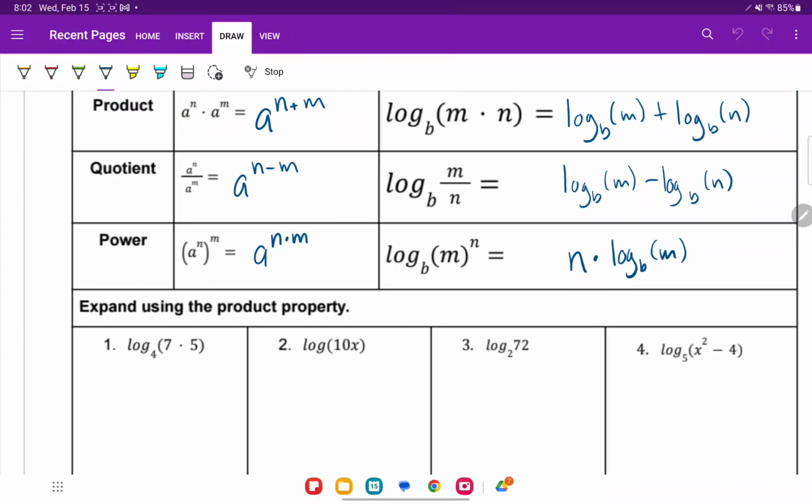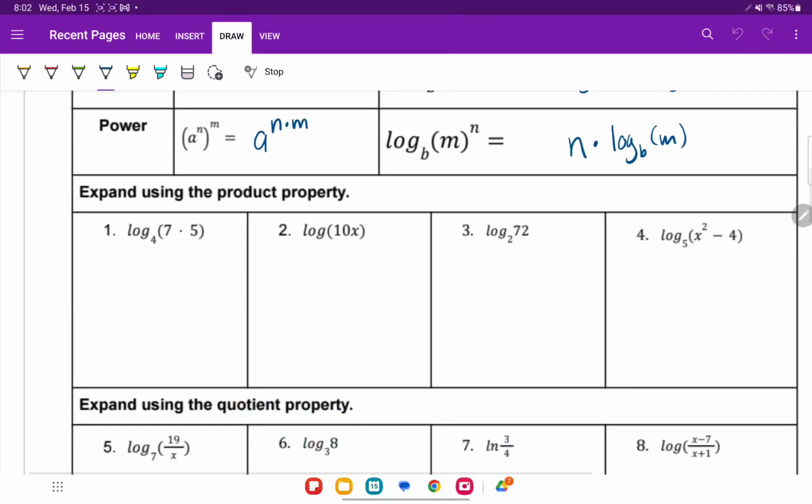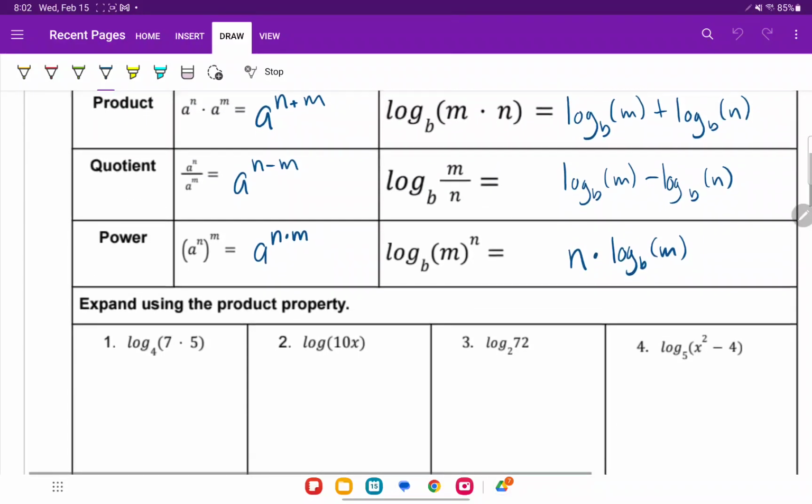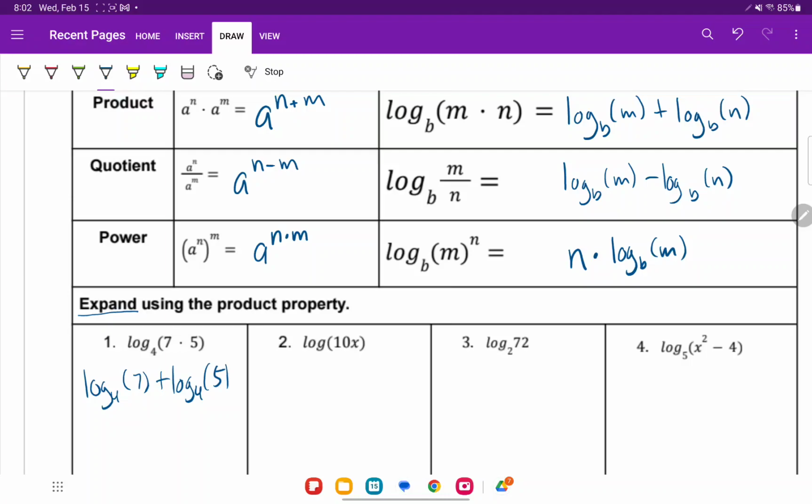Those are the only three properties we need. For the first one, we have log base 4 of 7 times 5. That's going to be called the product property. It wants us to expand, and the way we're going to expand this is through addition. So we're going to start with log base 4 of 7 plus log base 4 of 5. Once we do this, we double check to make sure that we can't do anything extra, like simplify something. In this case, we can't. So this is my final answer.